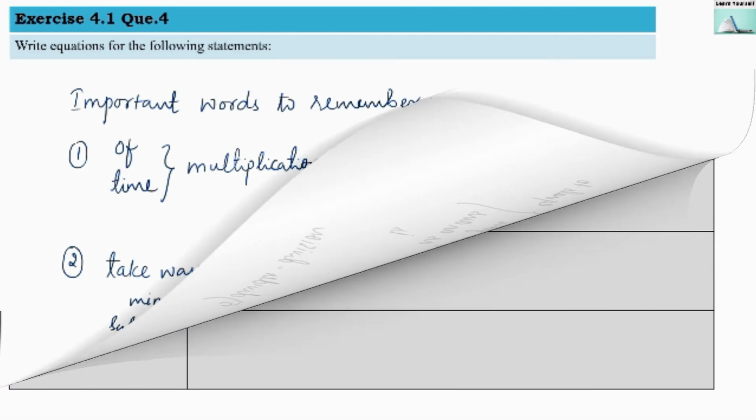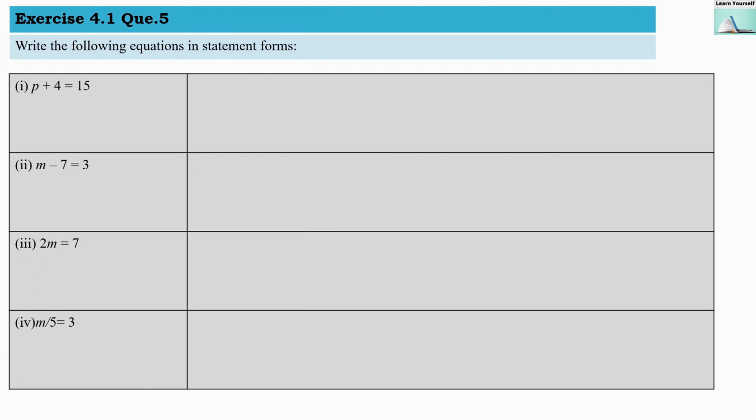Exercise 4.1, question number 5. Write the following equations in statement form. So they have given us equations and we have to explain each equation in word form or as a statement. Let us see how many terms there are and how many we need to address in our statement. So 1, 2, 3, 4 and 5. Total 5 terms are there which need to be in our statement.